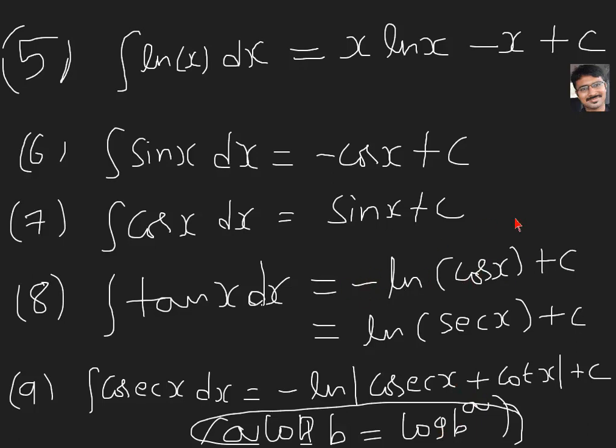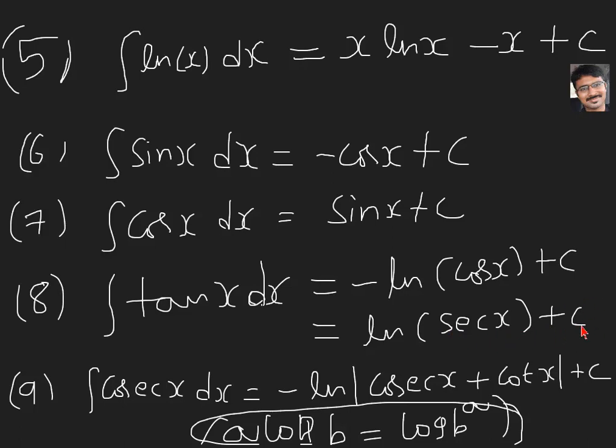This minus, if I take it to the numerator, I have to take it as a power, because a log b means log b to the power a. So the minus 1, if I take it to the power here, gives log of cos x to the power minus 1. Cos x to the power minus 1 means 1 by cos x. So minus log of cos x to the power minus 1, 1 by cos x is nothing but secant x. So the integral of tan x dx is equal to ln secant x plus c.